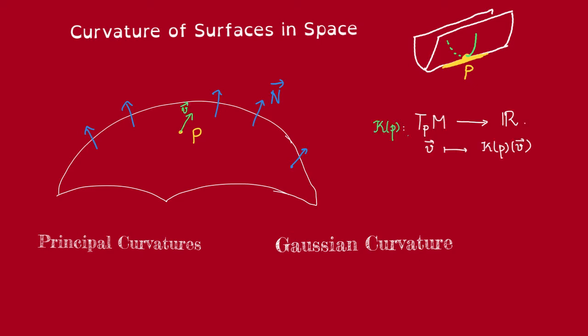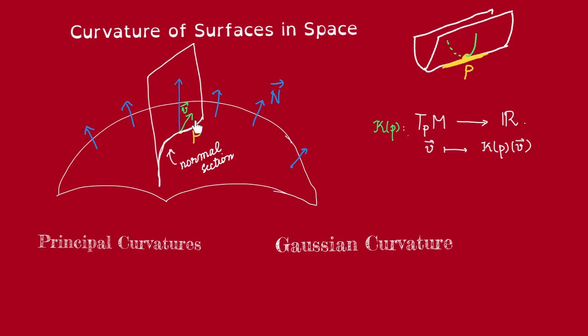A natural idea is as follows. For every direction V here, we might associate the following curvature. We can look at the normal plane to our manifold, going through P, in the direction of V. This plane is going to intersect the manifold in a curve. We can call this a normal section of our surface. Note that V is going to be the velocity vector of this curve at P. It's going to be tangent to this curve at P.